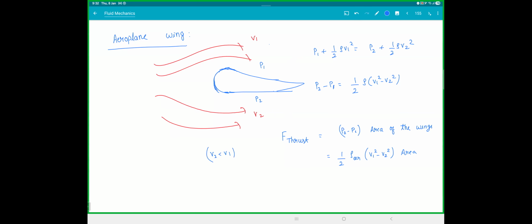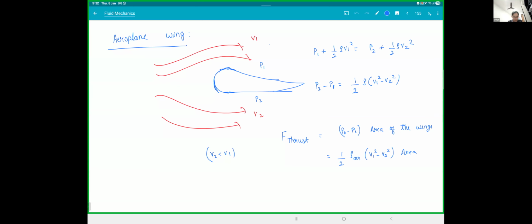So the wind above the wing is going faster than the wind below the wing. For a car it should be reversed. In a car you don't want it to fly. So there P1 is greater than P2. Okay. Thank you, sir.